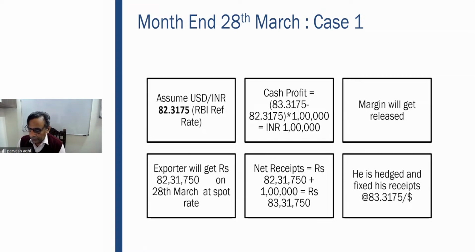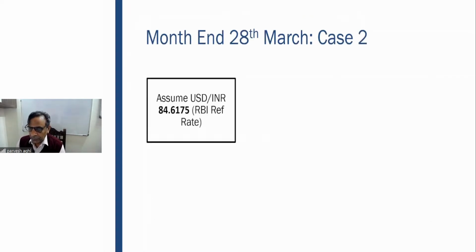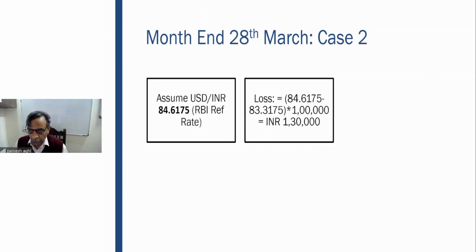Okay. Then the second scenario would be that instead of the dollar going down, it has gone up. So now the dollar has gone up. You're an exporter. If you were not hedged, you'd be a very happy man, but sorry, you have hedged yourself, so you're not going to get 84.61. You're going to suffer a loss of 1 rupee 30 paisa, isn't it? Yeah. So you're going to suffer a loss of 1,30,000.